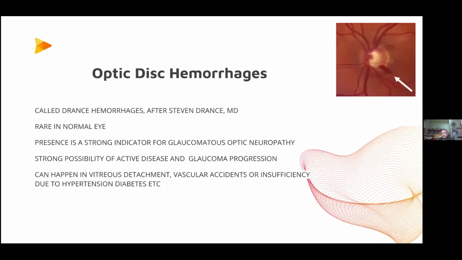So yeah, I think there were a couple more slides here. So this is the next set of cases where the suspicion of glaucoma developed because of the structural changes. This is a slide of optic disc hemorrhage, which typically is splinter shaped on the rim margin, and it is rare in a normal population. These disc hemorrhages are called Drance hemorrhages after Dr. Stephen Drance, and his seminal work established the link between optic disc hemorrhages and the progression of glaucomatous damage. So there's a strong suspicion of an active disease and glaucoma progression when you see a Drance hemorrhage, and of course they can be present in other conditions too.